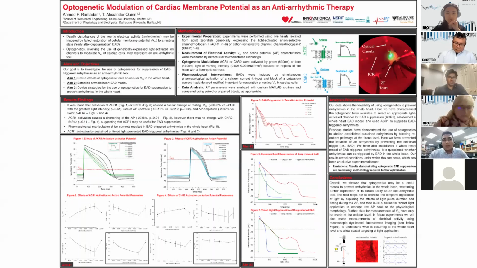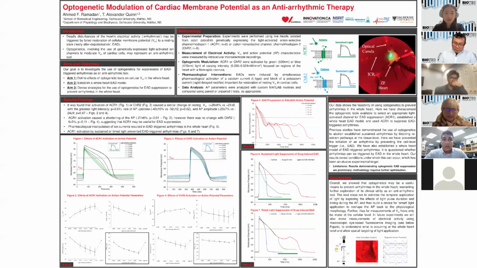So what do I want you guys to leave here with and tell your friends about? Well, arrhythmias are deadly disturbances of the heart's electrical activity. Optogenetics can change the heart's electrical activity by activating channels with light. And here I've shown the feasibility of using optogenetics to stop arrhythmias.